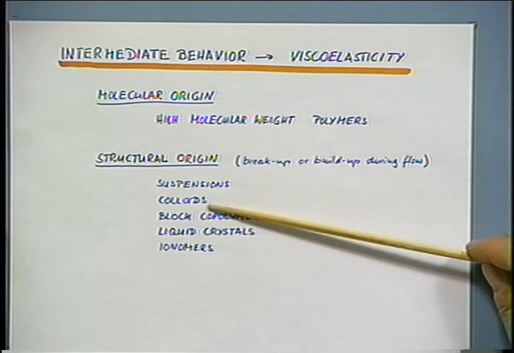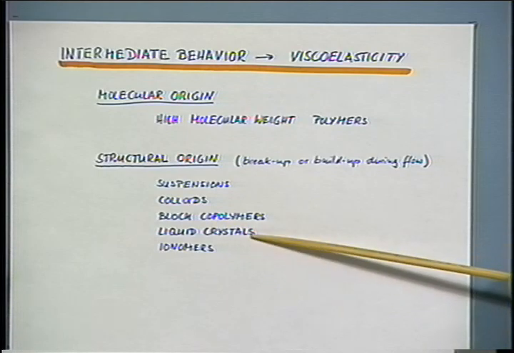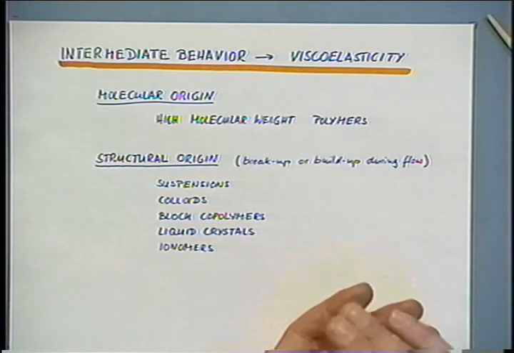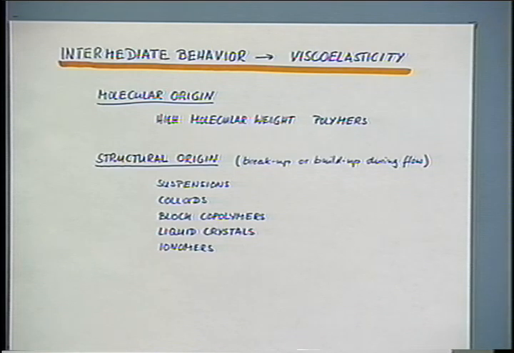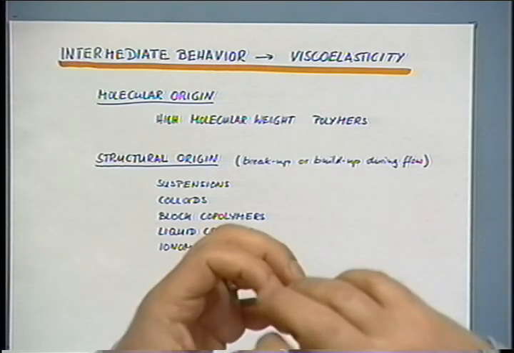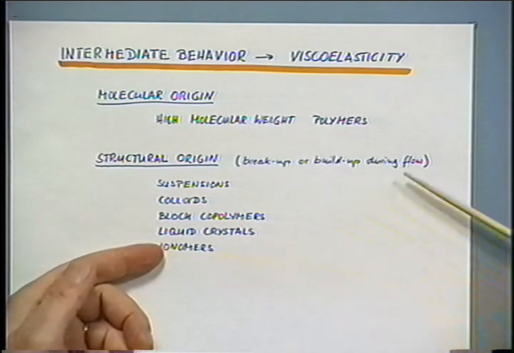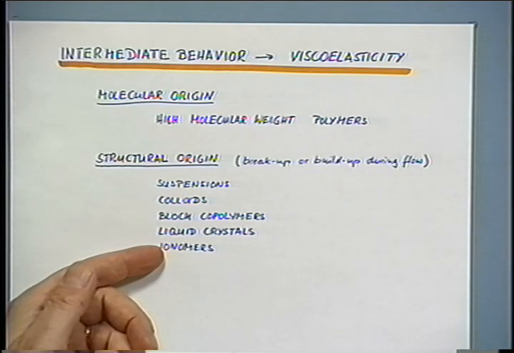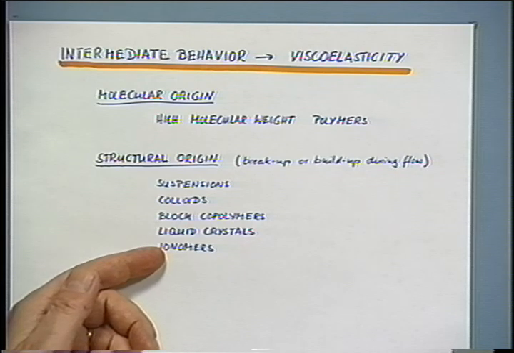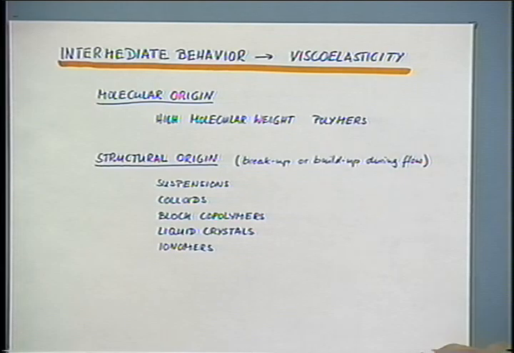For all the other materials, here, colloids, block copolymers, liquid crystals, the flow mostly breaks down the structure, and the connectivity or elastic behavior is reduced. Ionomers sometimes become more connected when you deform them. Somehow molecules are clumped together, and when you deform them, you stretch them out, and then they are able to connect into neighboring molecules, and you form some large-scale connectivity. So for ionomers, a building up of structure might very well occur during flow. So those phenomena give rise to the viscoelastic behavior.